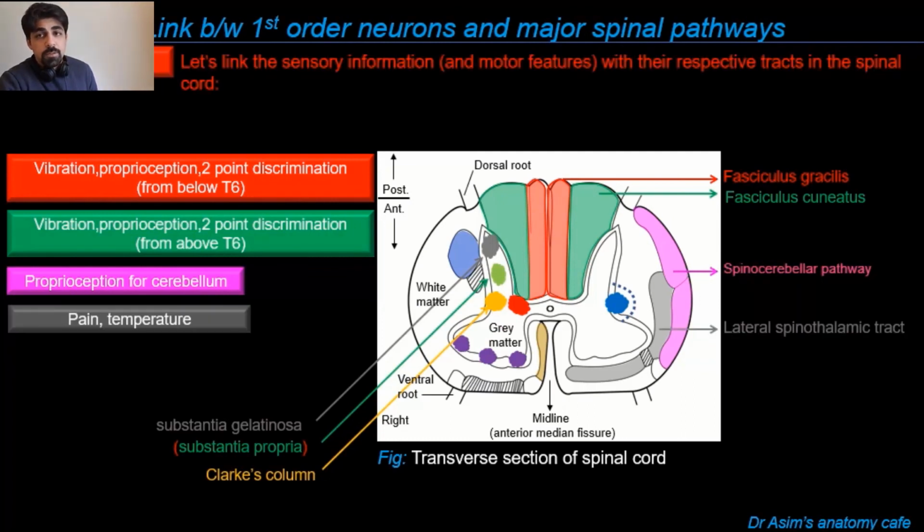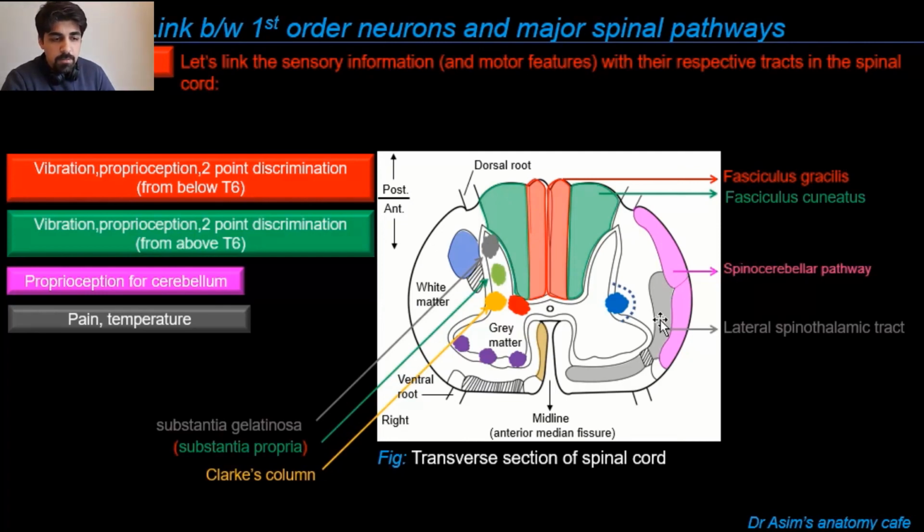Lastly, the sensory information regarding pain and temperature is once again brought in by the first order neuron into the dorsal gray horn. The second order neuronal cell bodies for this pain and temperature pathway would be situated inside a group of cell bodies over here, which is known as the substantia gelatinosa. From here, the second order neurons are then going to ascend in this gray color coded column over here, which is known as the lateral spinothalamic tract.